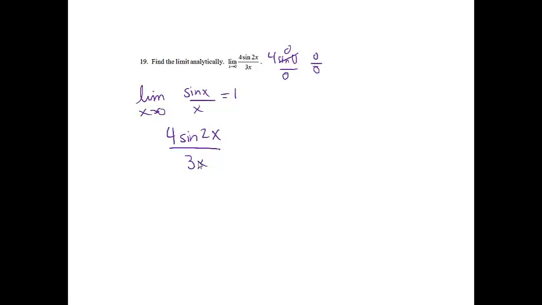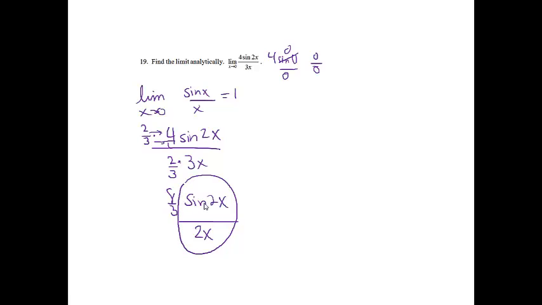So in order to get this to say 2x on the bottom instead of 3x, we're going to multiply by 2/3. But whatever I do to the denominator, I also have to do to the numerator. So up top, 2/3 times 4 is going to be 8/3 sine of 2x over 2/3 times 3x, which is 2x. And then from here, the limit of sine of 2x over 2x is 1. So 8/3 times 1 is equal to 8/3.